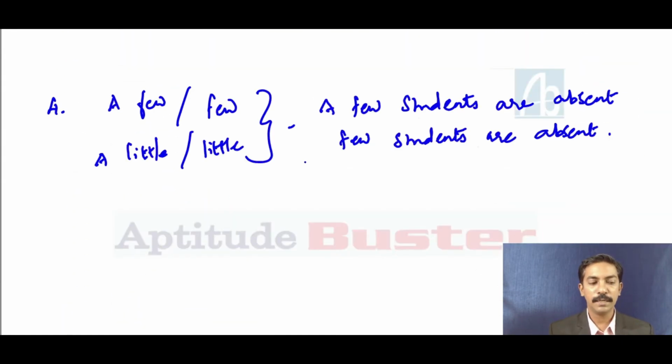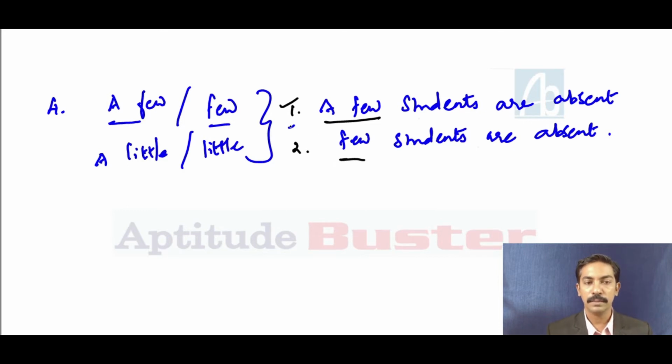For you to understand the usage of the words few and a few, let's go by an example. Look at these two sentences. The first sentence says, a few students are absent. The second sentence says, few students are absent. If I ask you which of these two sentences is right, you would mostly pick sentence 1, because this is the most common usage we come across, a few, or a little.